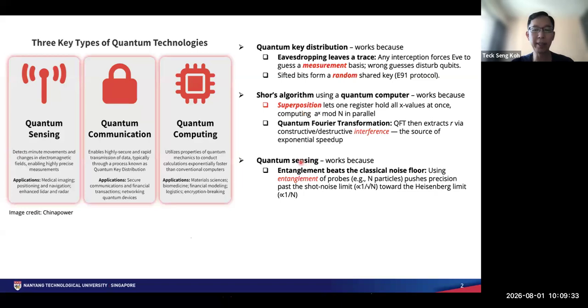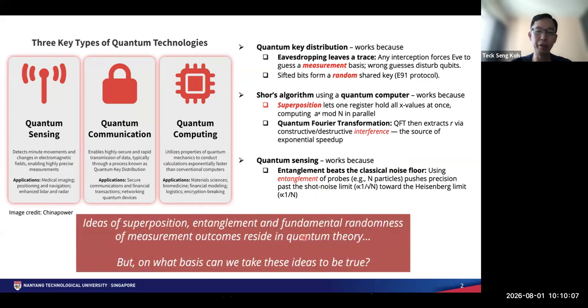And finally, quantum sensing works because you can actually sense or measure a physical quantity at a precision better than what a classical probe can do. And that's because of entanglement. Again, entanglement of, say, quantum systems is at the heart of quantum mechanics.